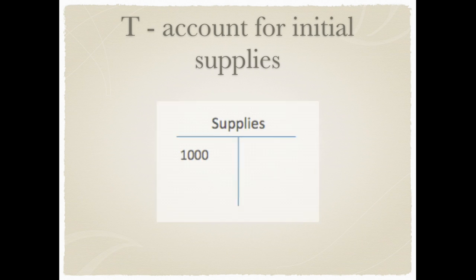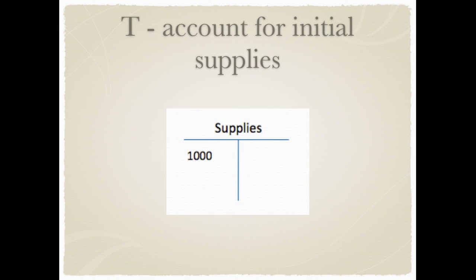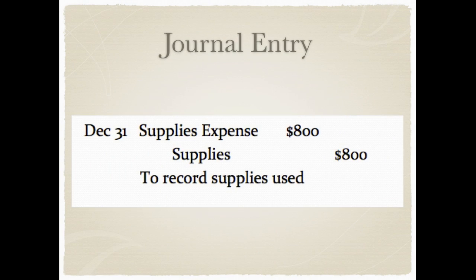So this is a supply balance, and the supply balance represents the amount you have left over from the last year plus any supplies you purchase during the year. In this example, we have $1,000 left over from last year, and we did not make any purchases. To figure out how much supplies we have left at the end of the year, we must physically count our supplies. In this case, there is $200 worth of supplies left because we used up $800 from $1,000, so we only have $200 left.